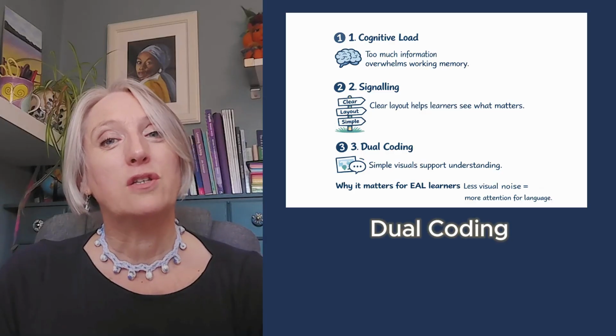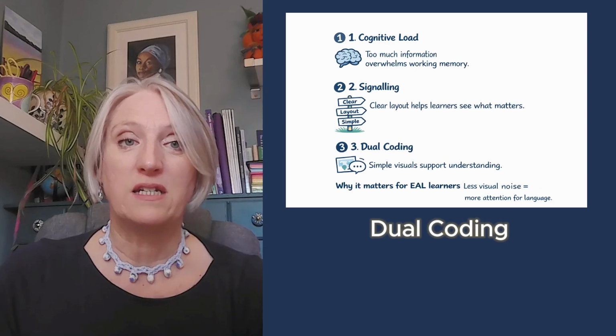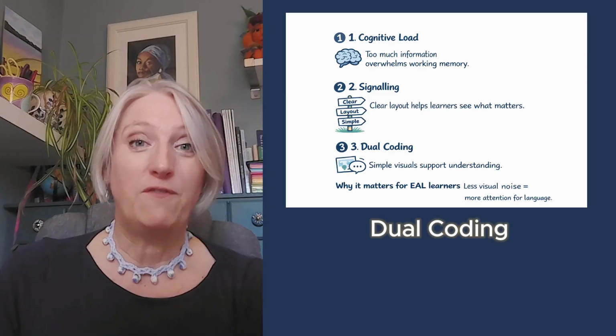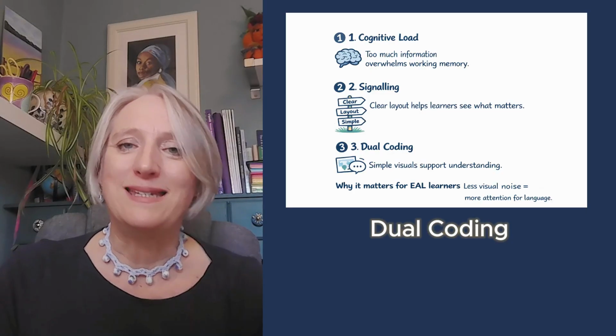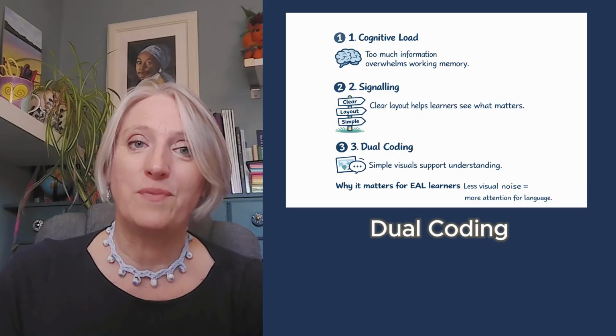This also relates to dual coding. Dual coding suggests that combining words and visuals can strengthen understanding. But this works best when the visuals are simple. If the illustration becomes complicated, the learner has to decode the image itself before they can understand the idea.